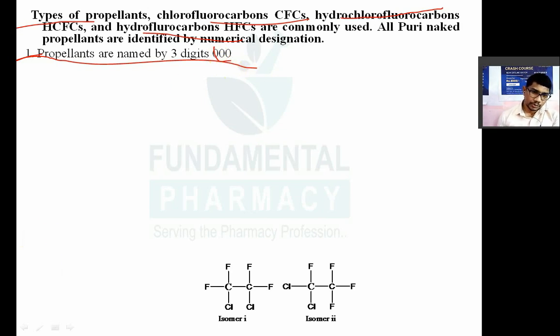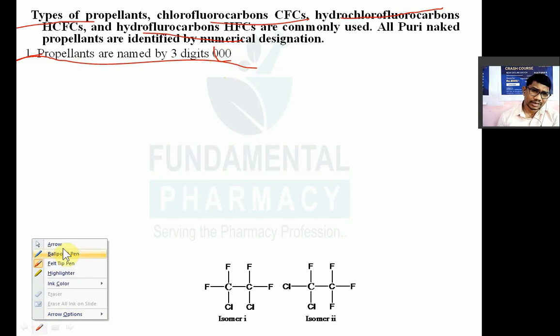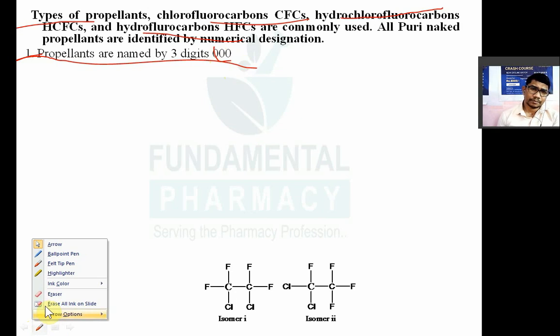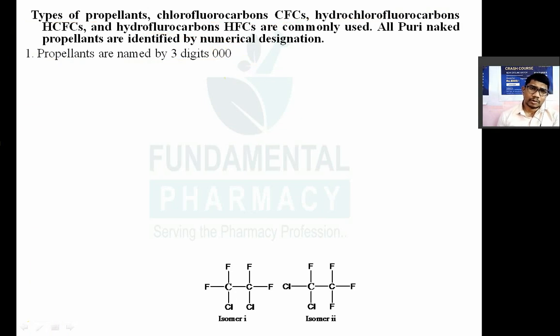Now what are these? Propellants are named by a 3 digit number. They are designated by a 3 digit number. For example 000. So what is the first 0, what is the second 0, and the third 0? The first 0 is for carbon, the second 0 for hydrogen, the third for fluorine. Okay, so the first digit.